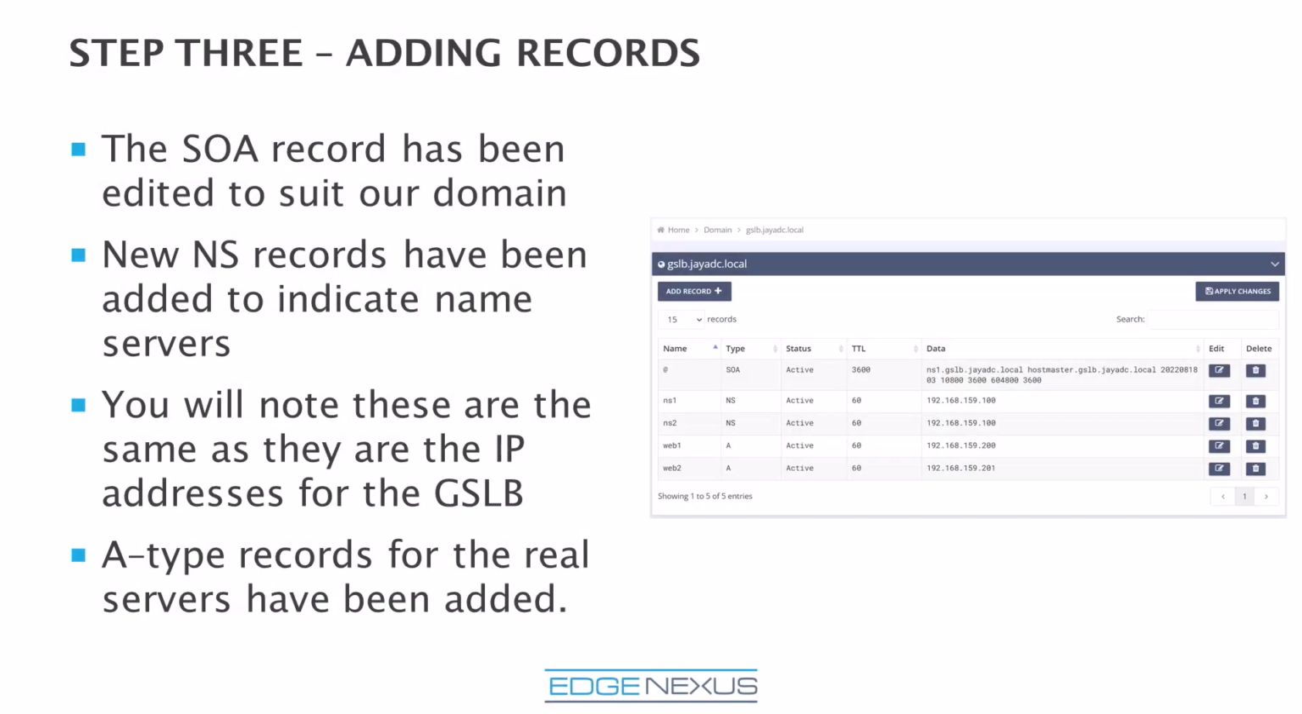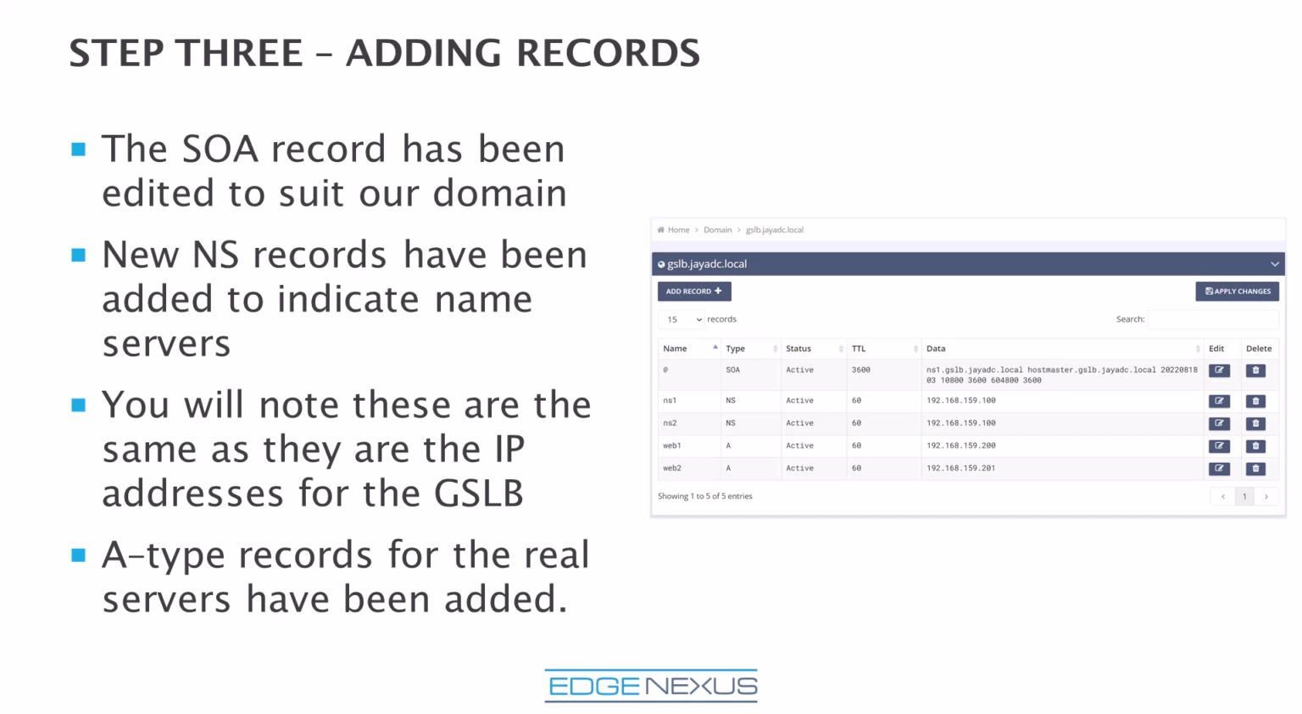We can now see that several records have been added to the GSLB. The first line states that the Start of Authority (SOA) record has been edited to suit the domain. The SOA record is a mandatory DNS resource record that indicates the primary source of information about the domain, such as the name server that provides authoritative answers to DNS queries.